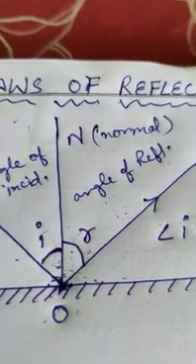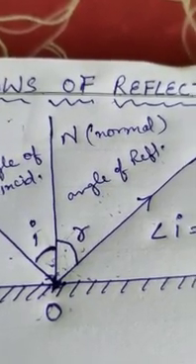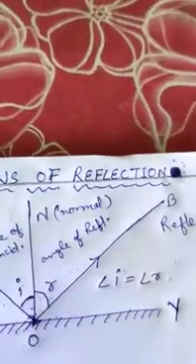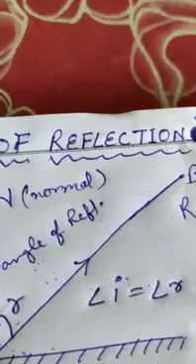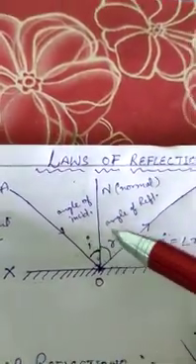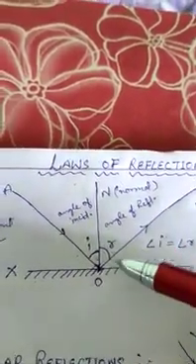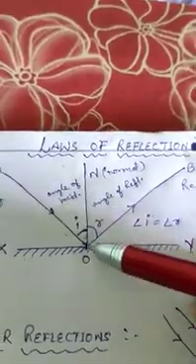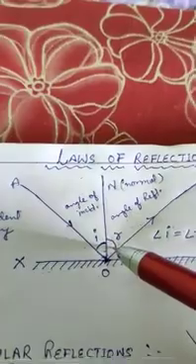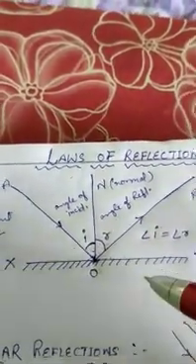The first law is that the angle of incidence is equal to the angle of reflection. The second law is that the incident ray, the reflected ray and the normal all lie in the same plane. The incident ray, the reflected ray, all lie in the same plane, at the point O. All lie in the same plane. This is the second law of reflection.